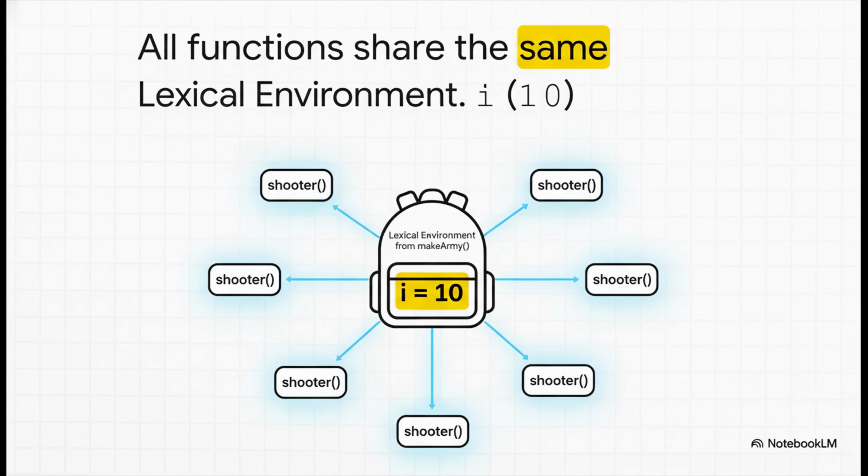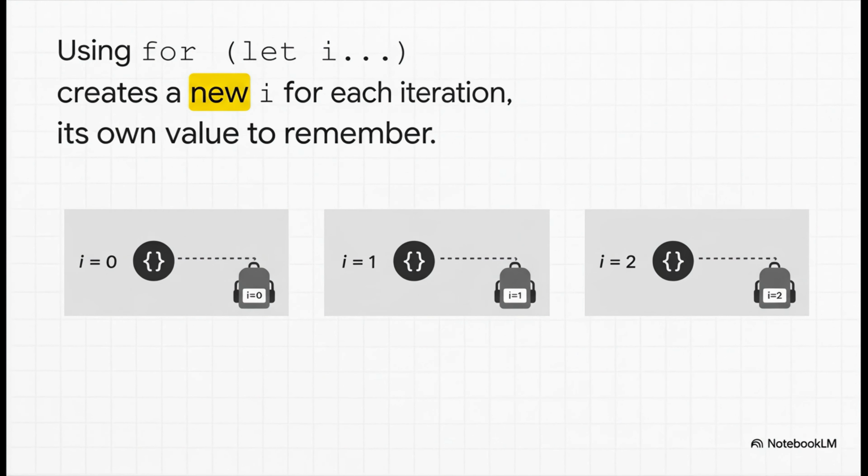Here's the trap. All 10 of those functions were created in and are sharing the exact same lexical environment. They're all sharing one single backpack, and inside that one backpack, there's only one variable i. By the time we actually call any of those functions, the loop has long since finished, and the final value of i is 10. So when they look in their shared backpack for i, that's the only value they can find.